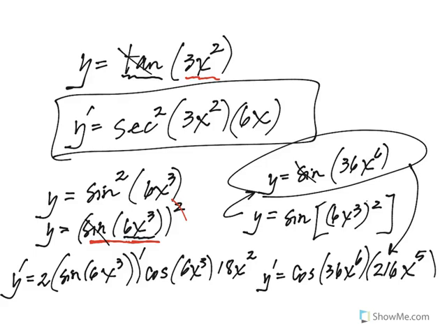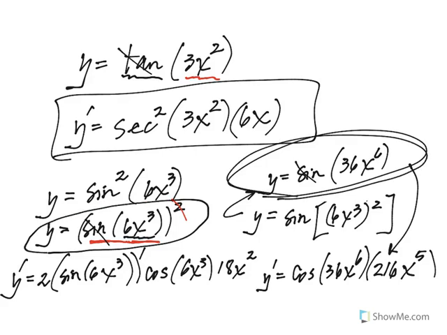So you can see you get wildly different derivatives depending on how it's written. So please pay attention to how it's written, and then maybe take the time to rewrite it like this, so you can clearly see what is the outermost function, the next outermost, etc.